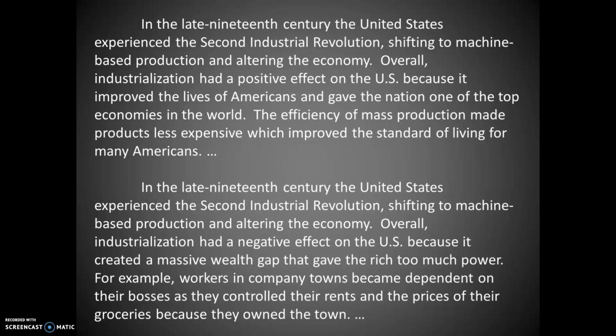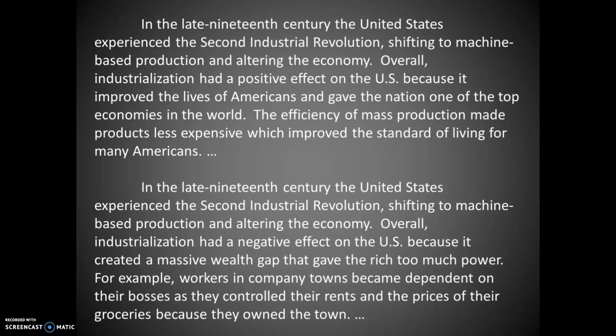If you look at the second one, it's the negative. First sentence is the same. Second one, the thesis starts out very similar. I just change from positive to negative in my position, but then it changes when I give my argument, because it created a massive wealth gap that gave the rich too much power, right? Now there I've developed that argument a little bit better than it was in my argument builder on the worksheet. This is a little bit better definition there.